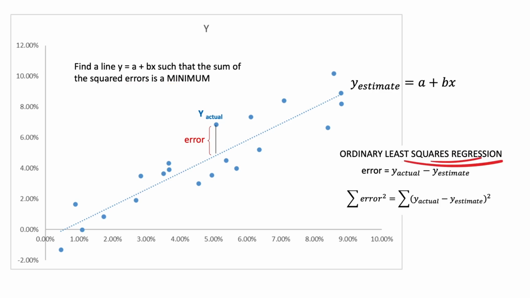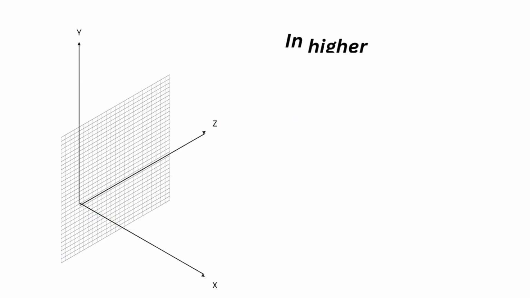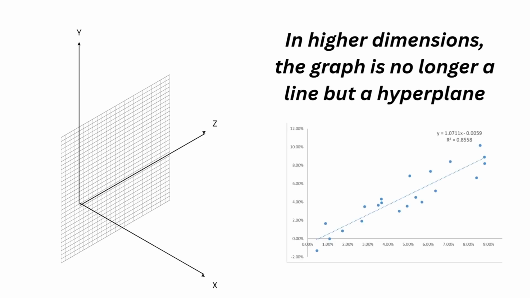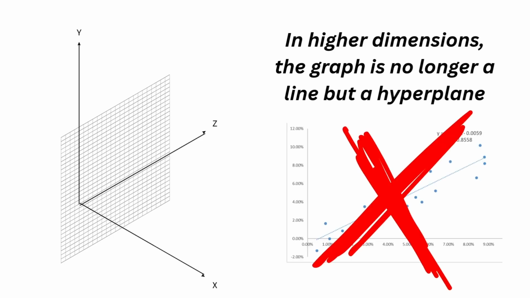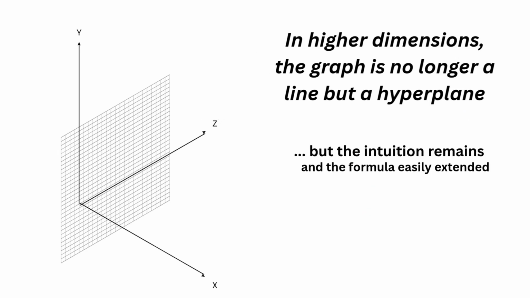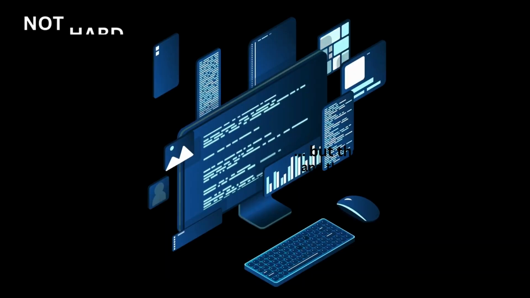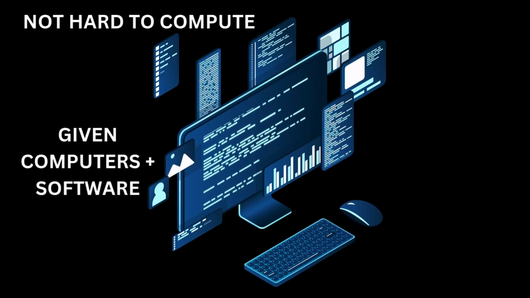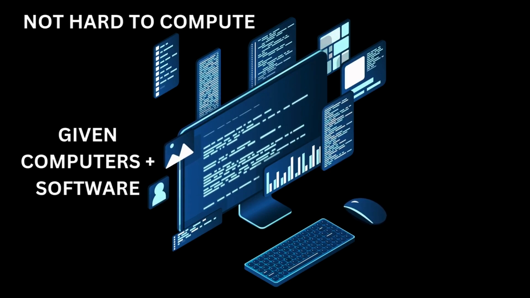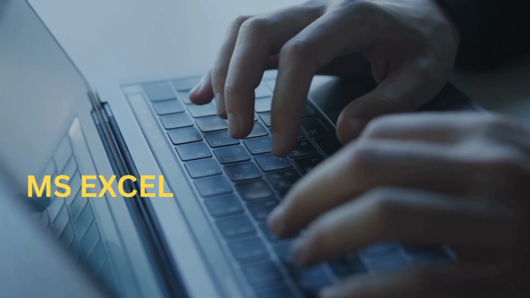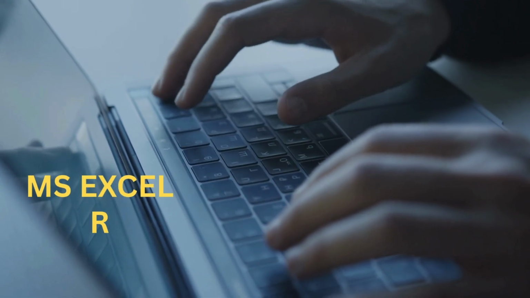In higher dimensions, the idea is still the same, although the graph is harder to visualize. It's not a line anymore like in two dimensions, as it becomes a hyperplane in n-space. But the intuition stays. Yes, it's harder to visualize, but it's not harder to compute, as solutions have become so available and easy to run using software and computers that it's everywhere. It's built into Excel, it's built into R, it's built into Python.